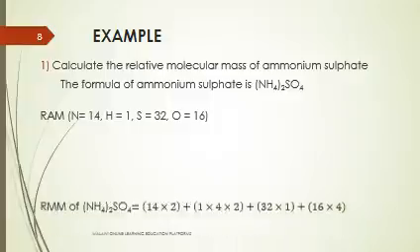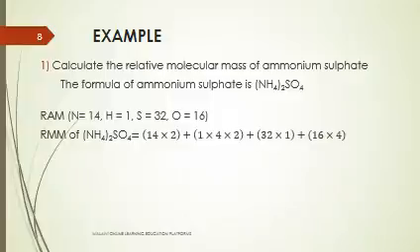Then after that, we need to add all those atoms based on their relative atomic masses. For example, we have 2 nitrogen atoms, and each nitrogen has a relative atomic mass of 14. We have 1 nitrogen in the bracket, and that 1 nitrogen is multiplied by a subscript outside that bracket, making 2 nitrogen atoms.